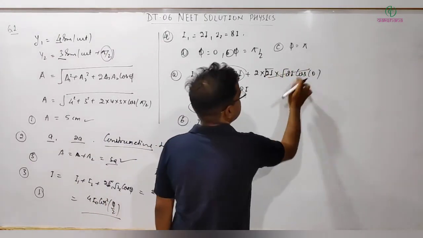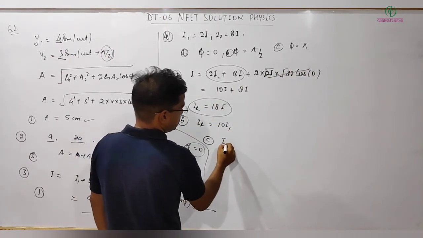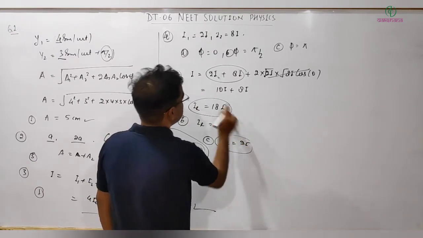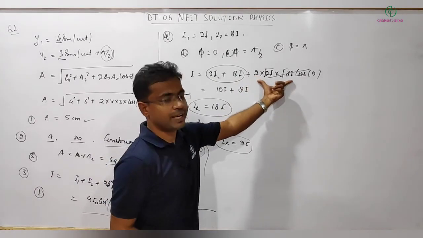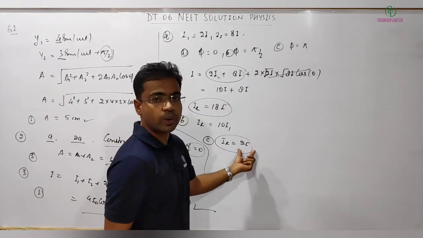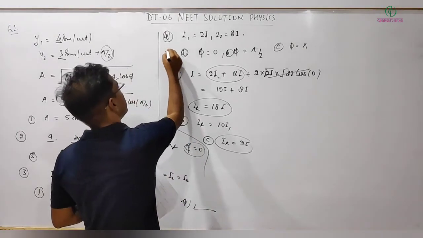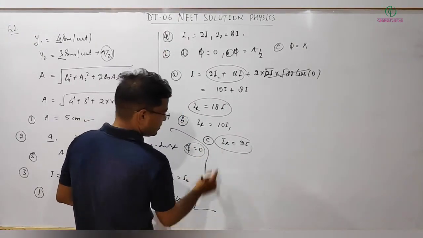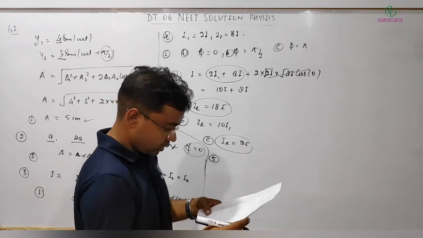In case C, cos π is minus 1, so the term is minus 8I. Then in case C the resultant intensity is 10 minus 8, which is simply 2I. That's problem number 4, which matches option 1. You can check the options as well. Next, question number 5.